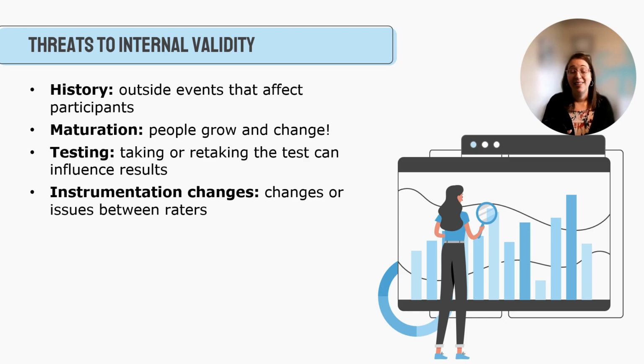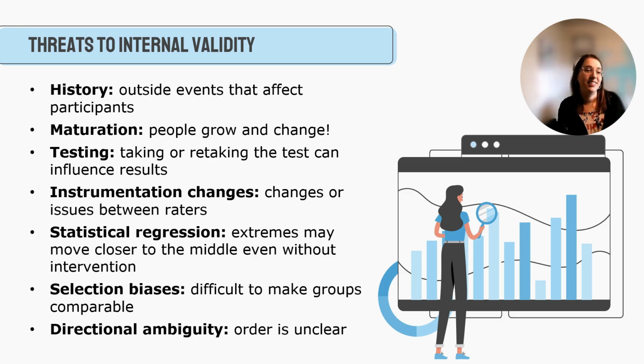You also see things like instrumentation changes. If you have a period of time between the pre-test and the post-test, the scale may have changed. Maybe it was updated. Maybe you used version 1 with your one study, but version 3 with a different study. And so that could affect it. You also could have issues between raters. Remember, we talked about inter-rater reliability.